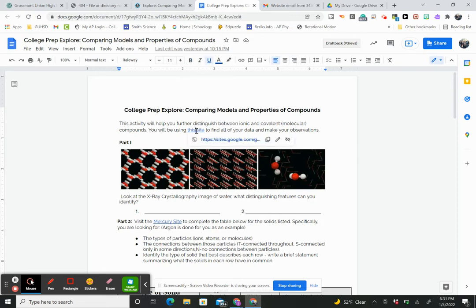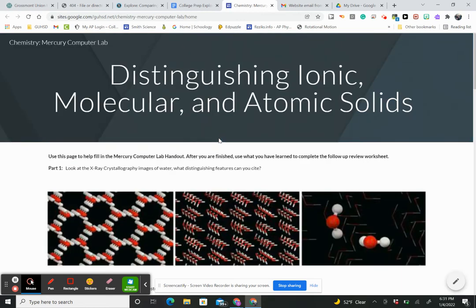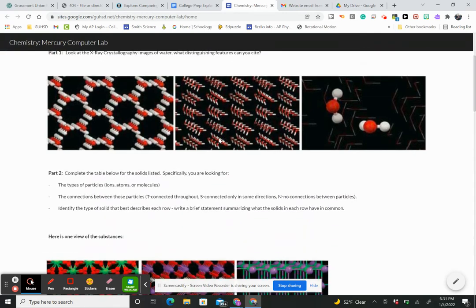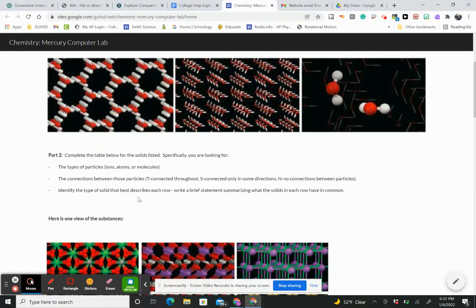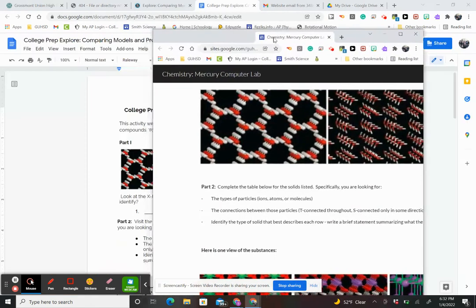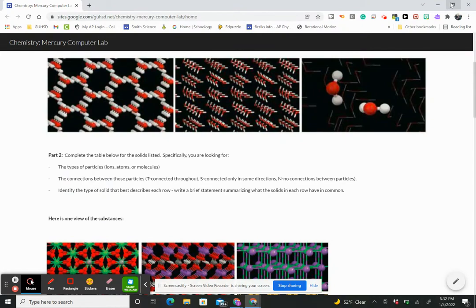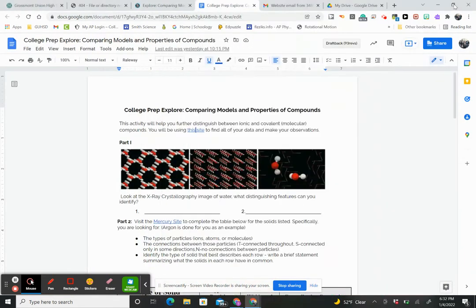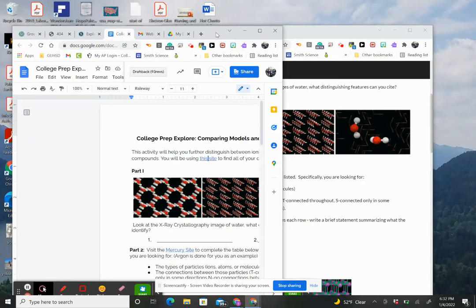So you're going to use this site. You need to make sure that you click here, and that's going to bring you to a Google site that I have created. This site has all of the different images that you're going to need to complete this activity. So I'm going to pull out my window and minimize it so that I can have this split screen right here.